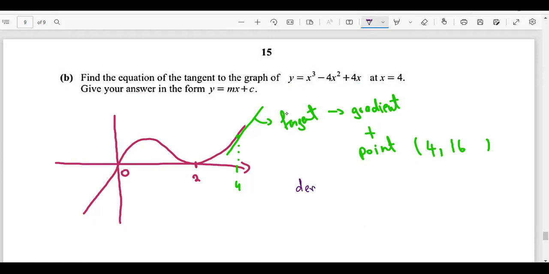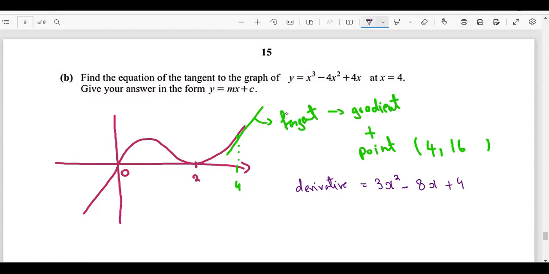Derivative would be 3 would come here, 3x squared minus 2 would be multiplied with this 4, so it would become 8x plus 1 would be multiplied with this 4, this would become 4, okay? And the old power would change by 1. So we will do 3 minus 1, 2 minus 1, and 1 minus 1. And this is how we calculate the derivative.